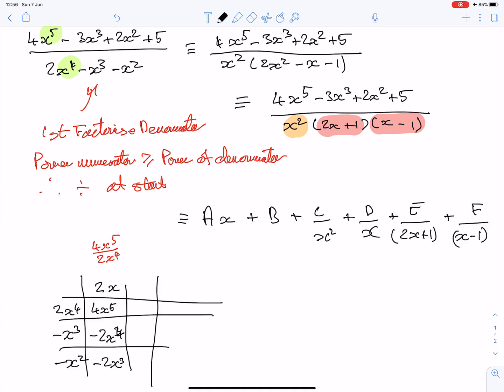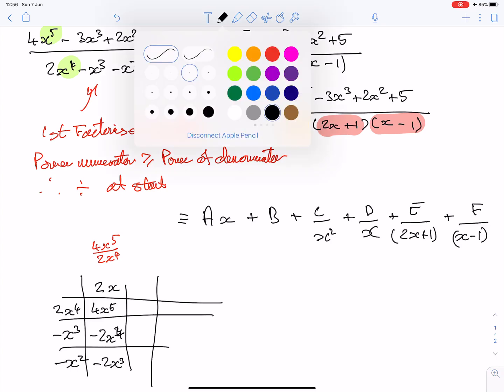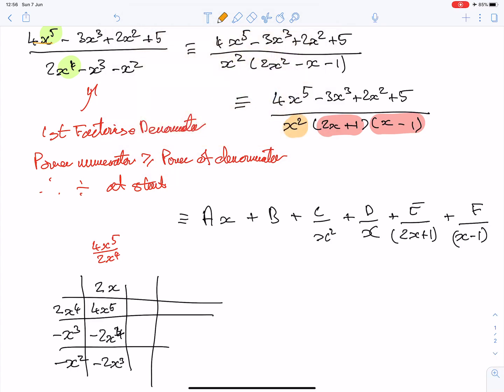We do not want any x to the power 4s in our original equation. If we look up here, we haven't got any x to the power 4s at all. So we've got to get rid of those. Well, we do that by adding them. So we've got 2x to the 4 in here, so this must be plus 1, because 1 times 2x to the 4 is equal to 2x to the 4. So we've got minus x cubed here, and we've got minus x squared here.